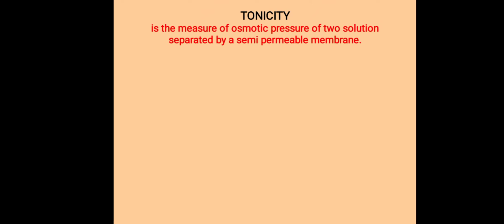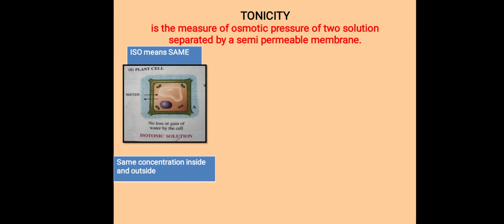Let us understand tonicity. Tonicity is the measure of osmotic pressure of two solutions separated by a semi-permeable membrane. The first one is the isotonic solution. Iso means same. That means they have the same concentration inside as well as outside. So there is no loss or gain of water by the cell.